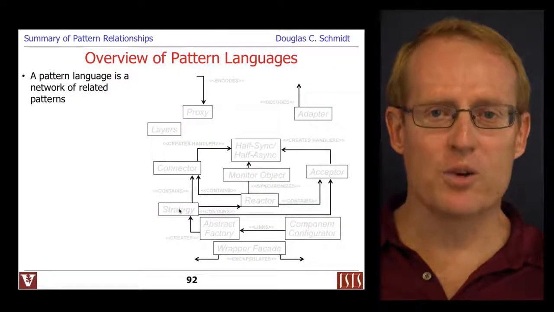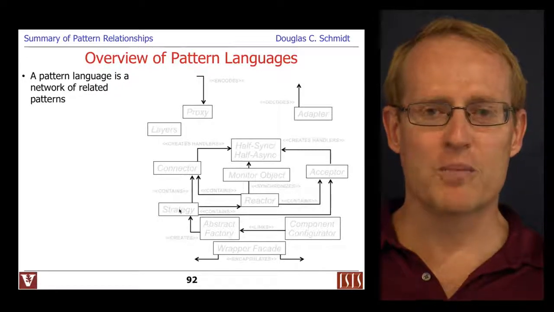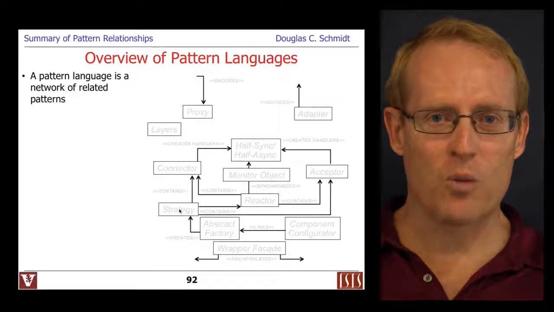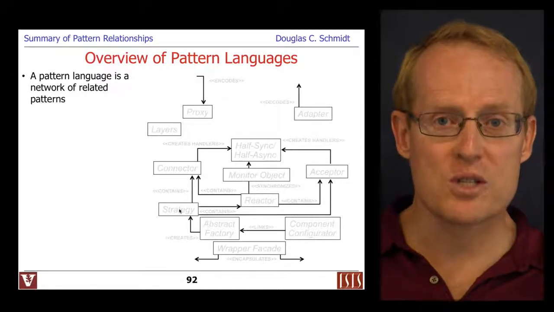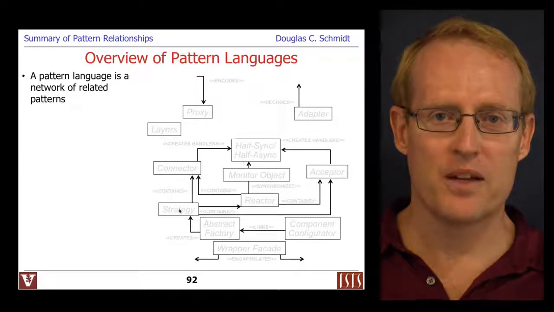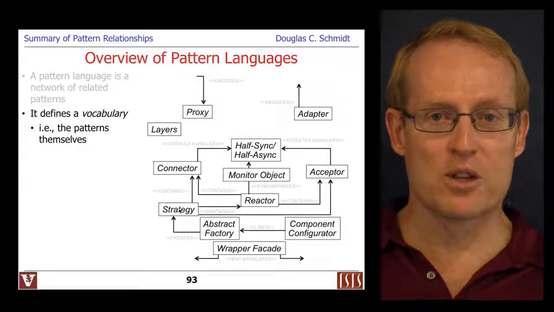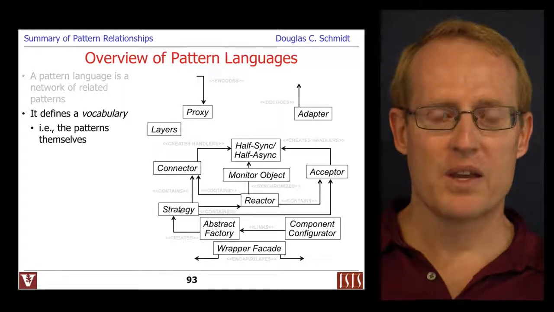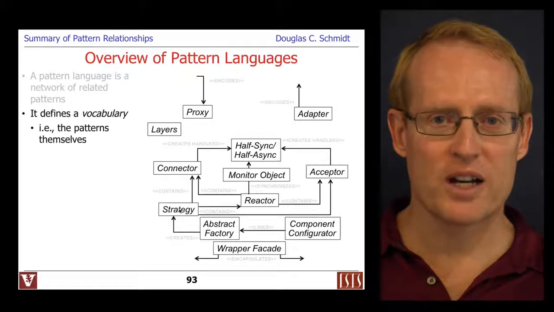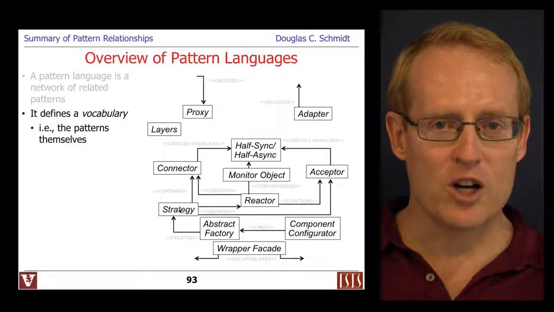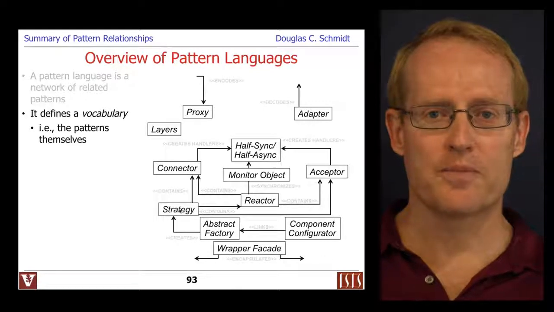So what's a pattern language? A pattern language is essentially a network of related patterns. And when we say network, what we really mean is that the patterns are involved with each other. They're associated. They're connected somehow. Of course, there's also the patterns themselves. Those are the vocabulary of the pattern language. Things like proxy, adapter, reactor, acceptor, connector, and so on. Patterns we've talked about before and we'll talk about again many times throughout the course.